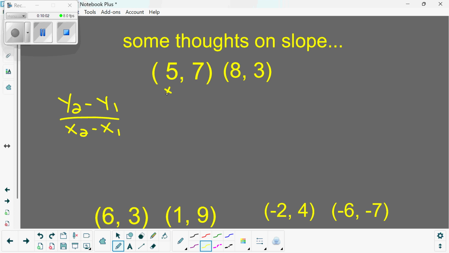They said x1, y1, x2, y2. I had a couple girls around this time, and Carrie, too, were like, I love this formula. I'm like, sorry to break your heart, but I'm going to make you not love it. So here we go. This is what we would do. We would say 3 take away 7 over x2, 8 take away 5.